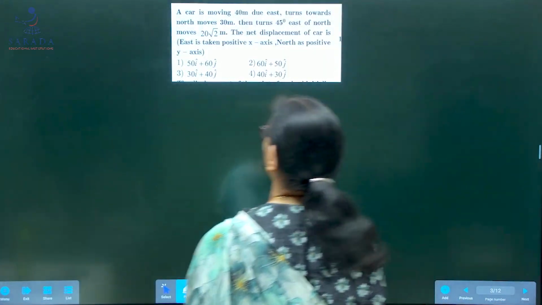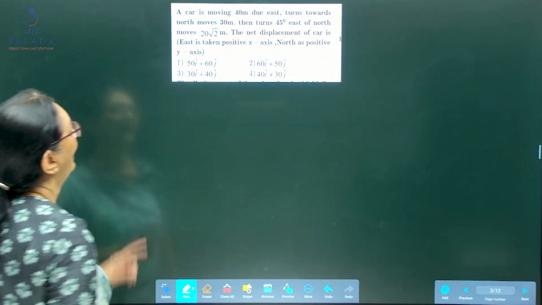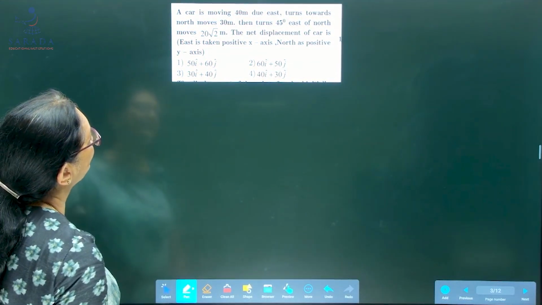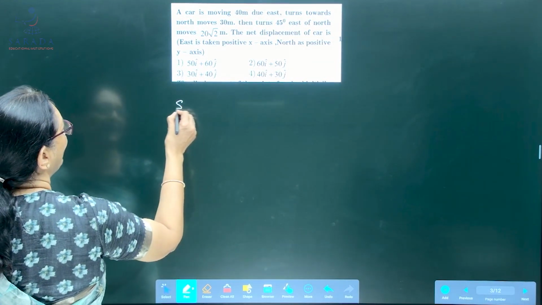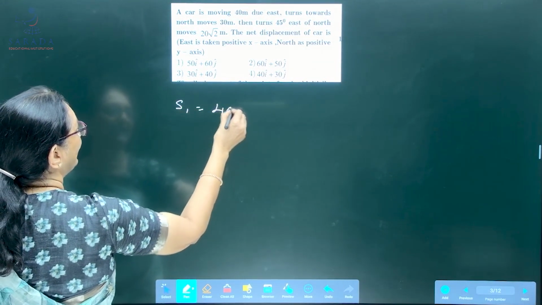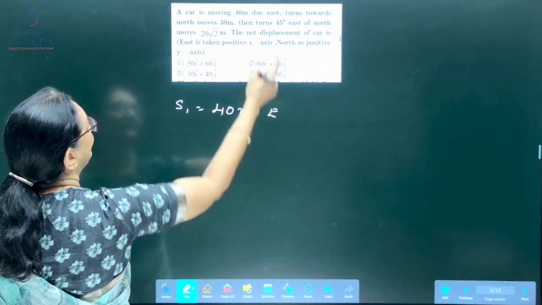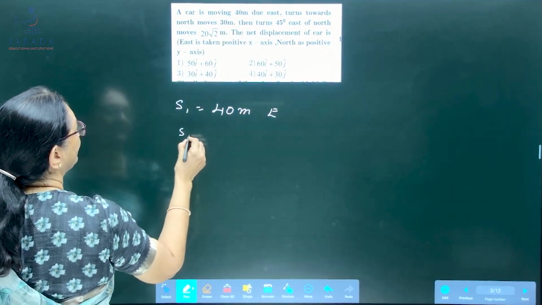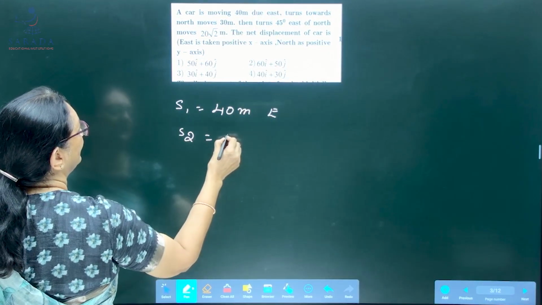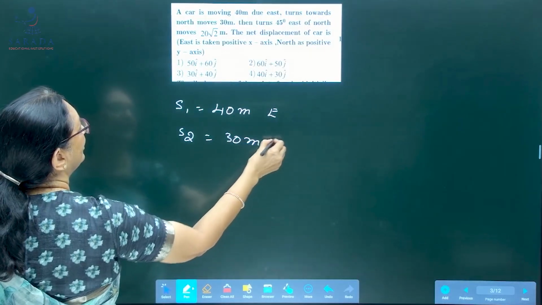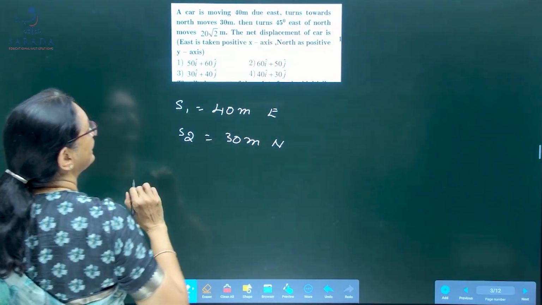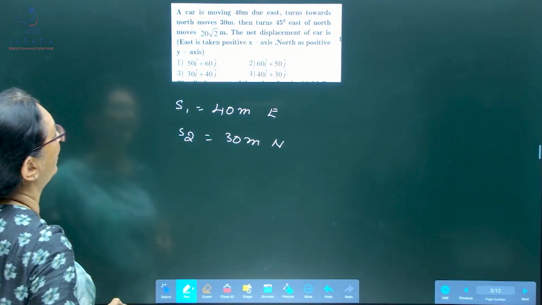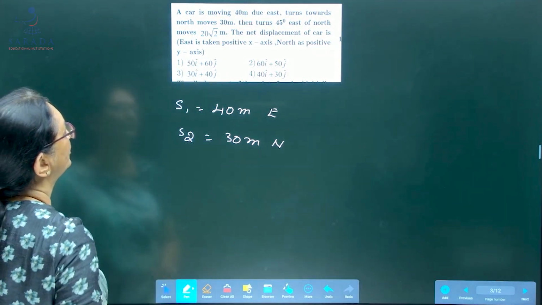Let us go to the next problem. A car is moving 40 meters due east. So S1 is equal to 40 meters east, then turns towards north. S2 is equal to 30 meters north. Then turns 45 degrees east of north, and moves 20 root 2.